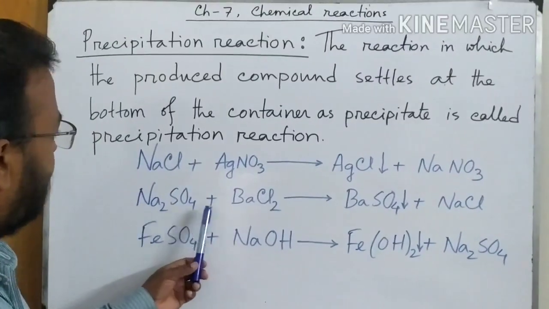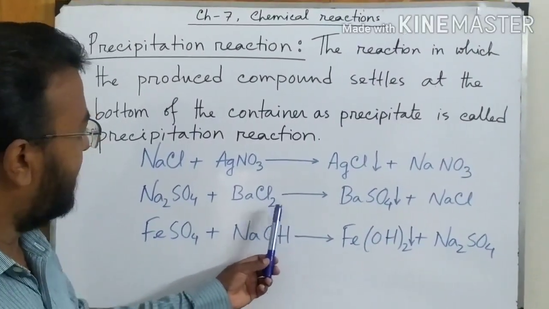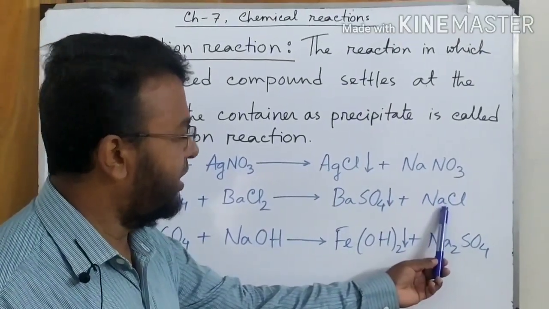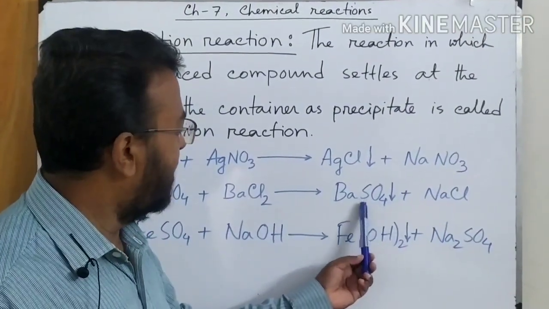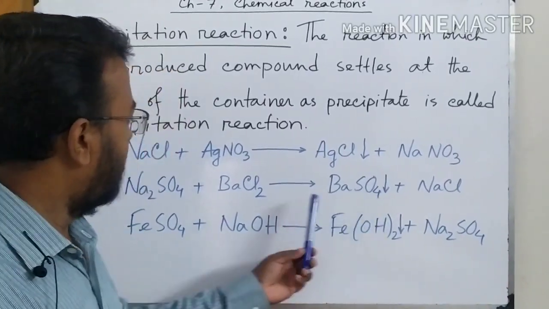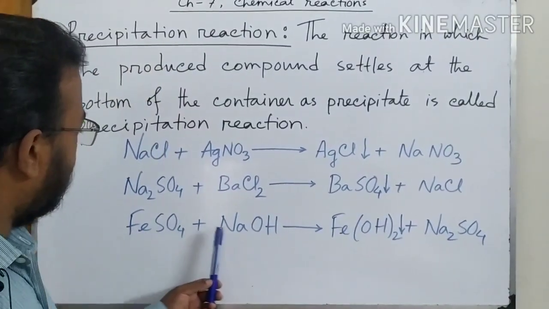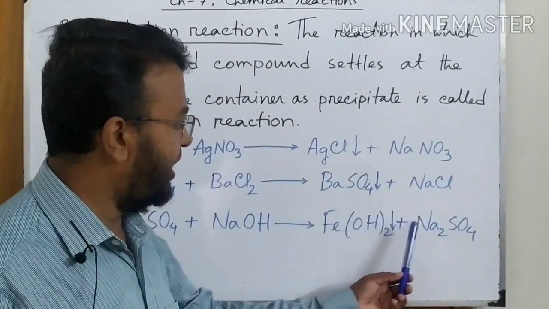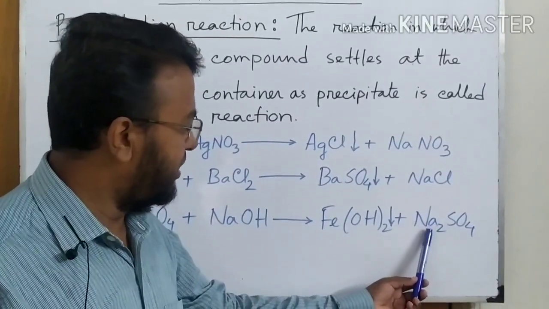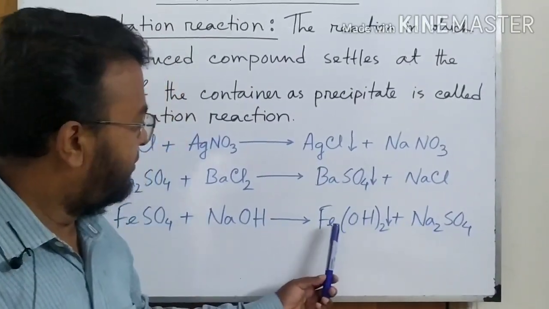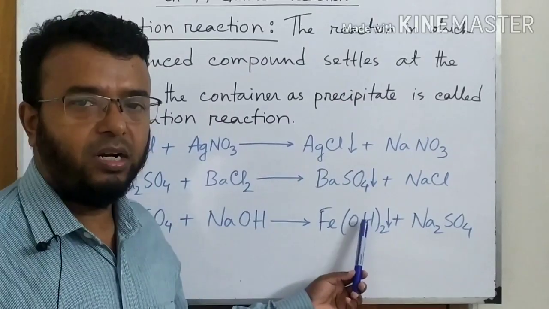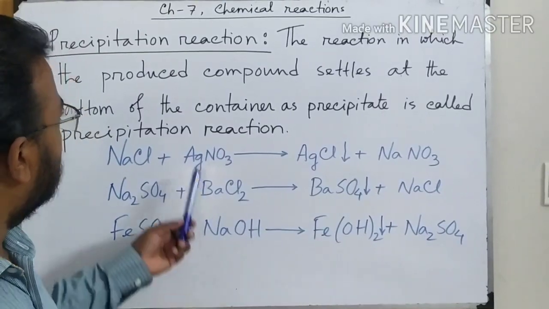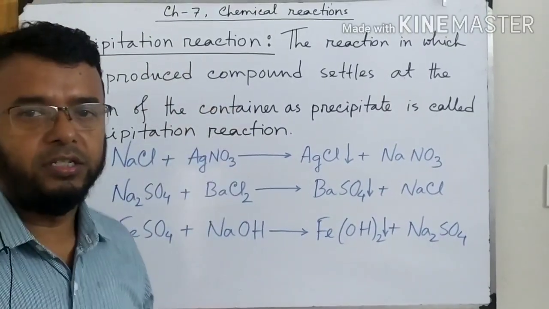Okay, then sodium sulfate and barium chloride, these two compounds react together to produce barium sulfate and sodium chloride. So sodium chloride is dissolved into water, but barium sulfate will settle at the bottom of the container. Then ferrous sulfate and sodium hydroxide react together to produce ferric hydroxide and sodium sulfate. Sodium sulfate is dissolved into water, but ferric hydroxide will be settled down at the bottom of the container as precipitate. So these types of reactions are called precipitation reactions.